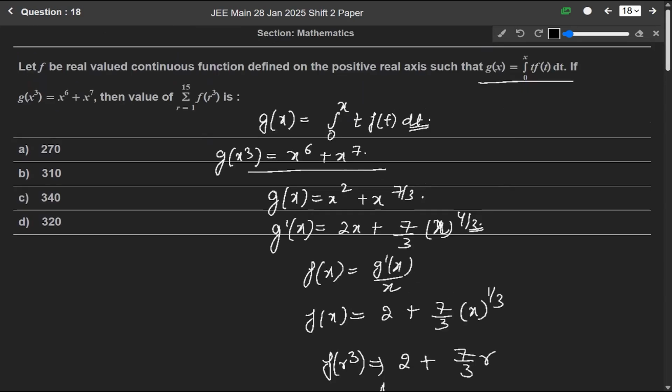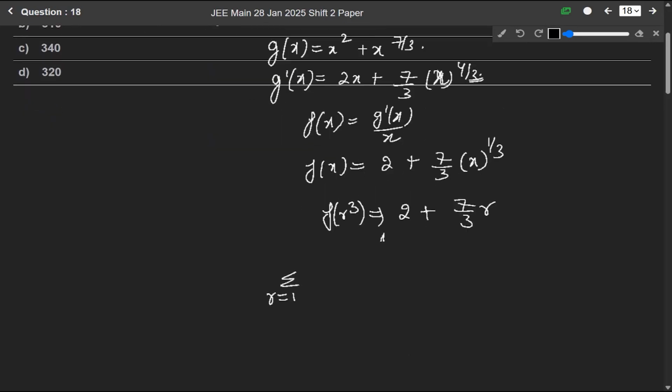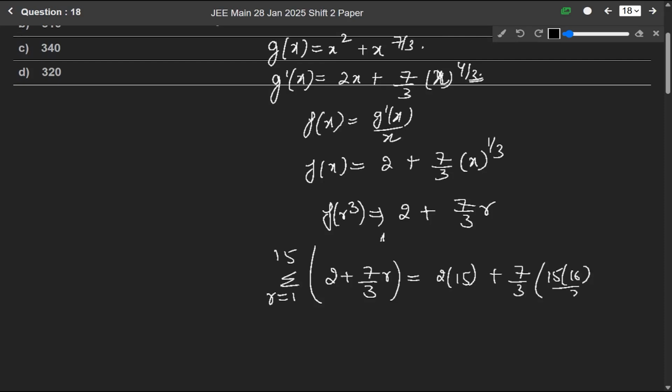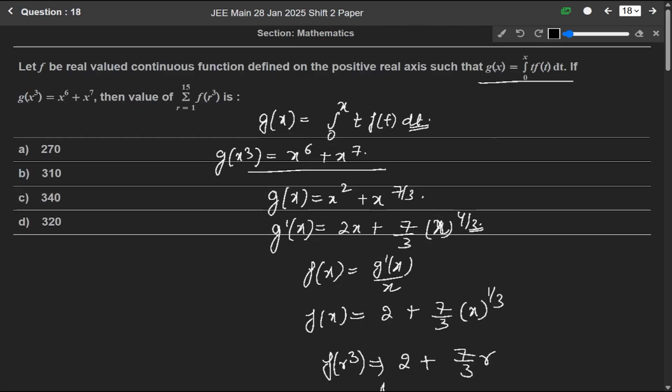Okay, so sigma r equals 1 to 15 of f(r cube) means sigma of 2 plus (7 by 3) r. So it will be 2 into 15 plus 7 by 3 times 15 into 16 over 2. So solving it, we get 30 plus, 3 fives are 15, 2 eights are 16, so it will be 35 into 8, and solving it, we get 310. So our answer is 310, meaning option B is the correct answer.